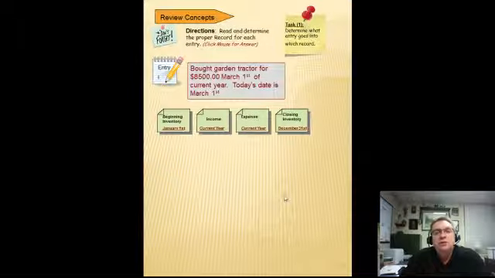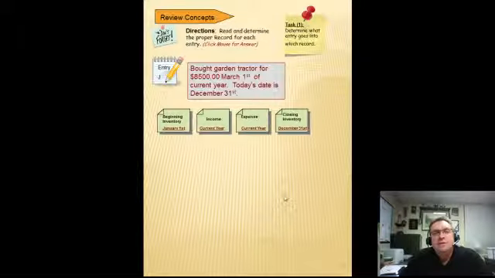So let's look at this: you bought a garden tractor for $8,500 on March 1st of the current year. So we're in the current year here. Today's date is March 1st. Where would that appear? Well, it'd be on expense because you bought it on March 1st. And that's really the only place it will appear at this point in time, right?